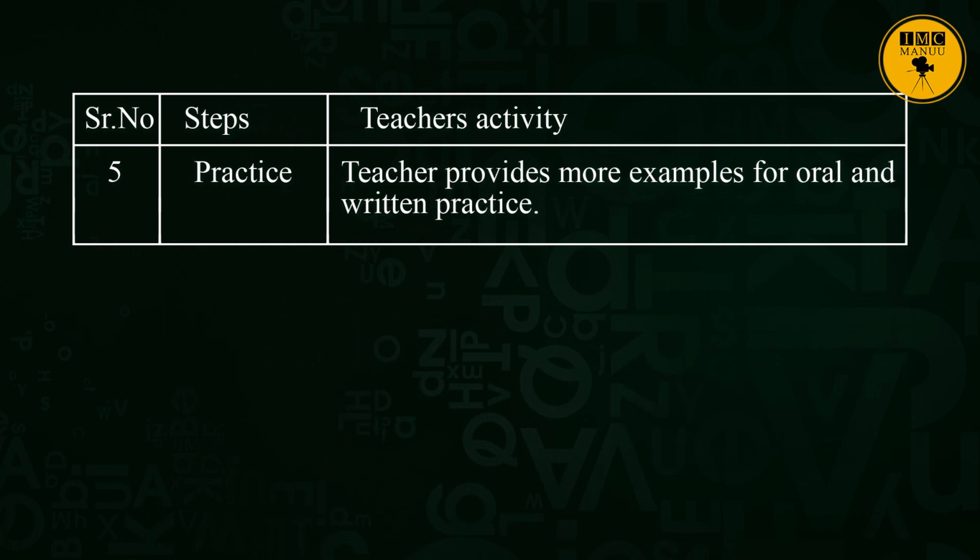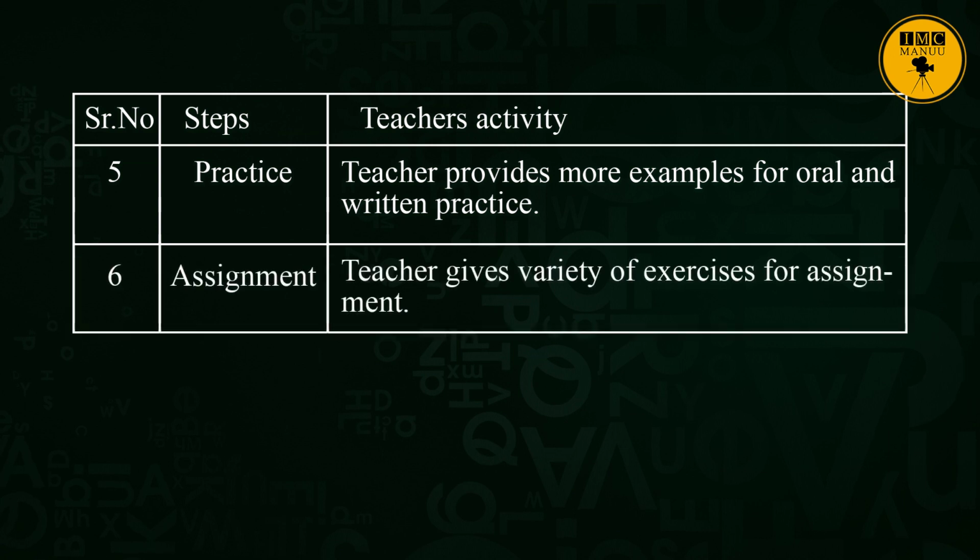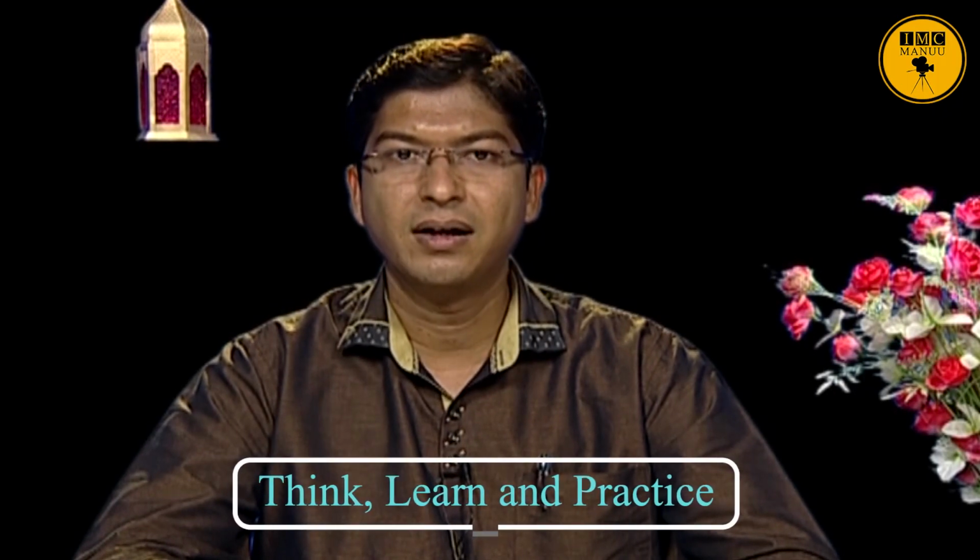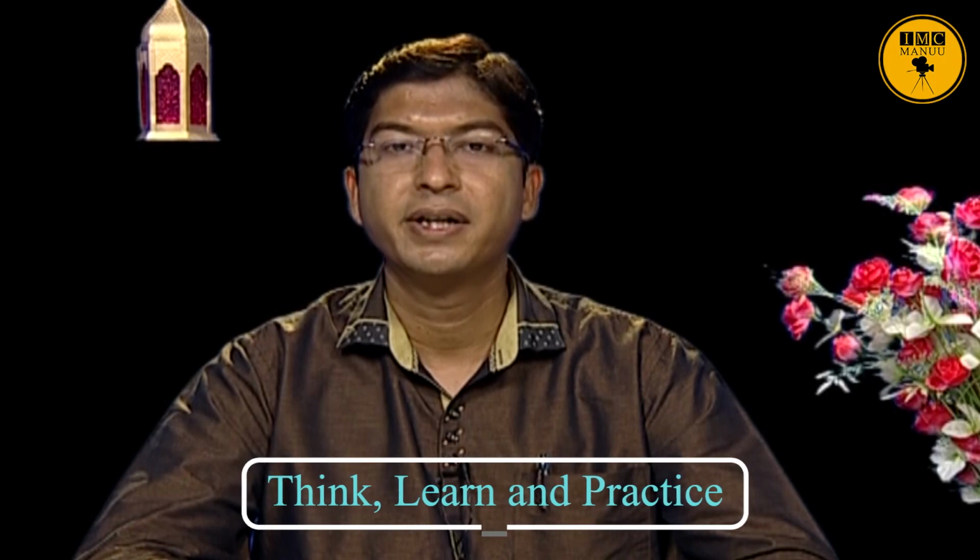The fifth step is practice. In this step, teacher provides more examples for oral and written practice. And the last step is of assignment, where teacher gives variety of exercises as assignment. This method creates live atmosphere in the class and increases students' participation in learning. Further, it makes students think, learn and practice the usage of English grammar in communication. But it needs serious efforts by the teacher for the production of audiovisual aids and creation of live environment in the classroom.